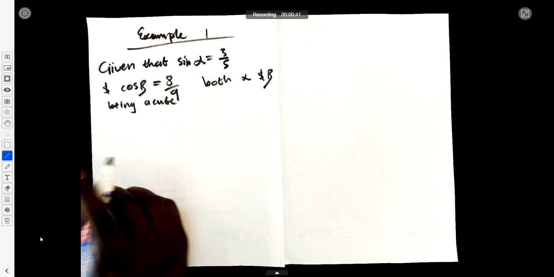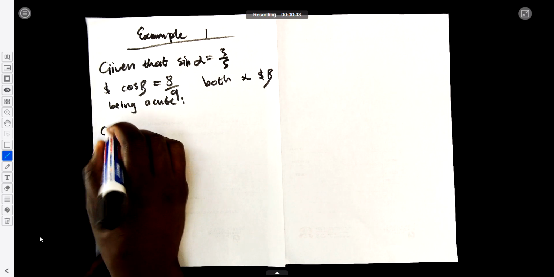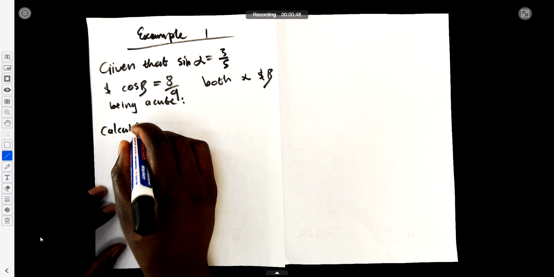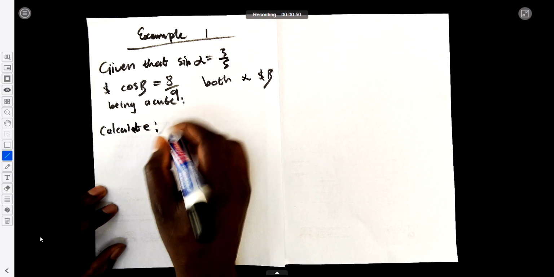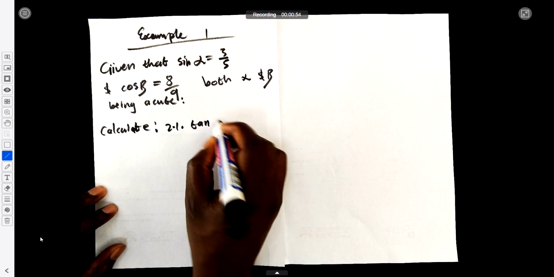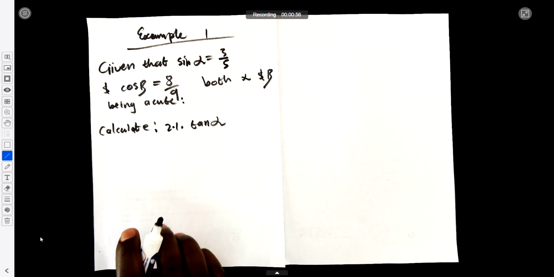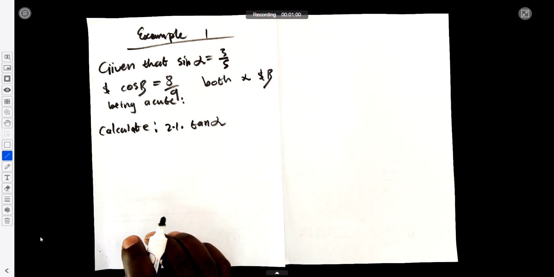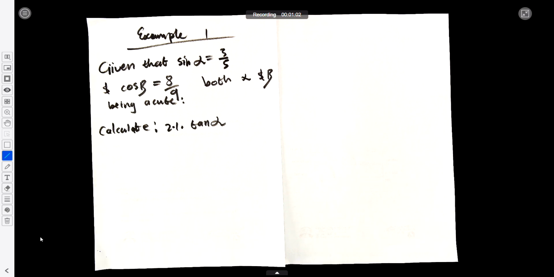So we need to calculate the following. 2.1, tan alpha. And then carry on to calculate sine of alpha plus beta. So we're given that sine alpha is equal to 3 over 5 and cos beta is 8 over 9. Both alpha and beta are acute angles.